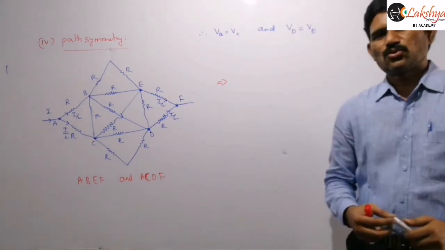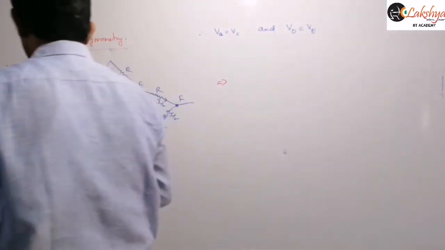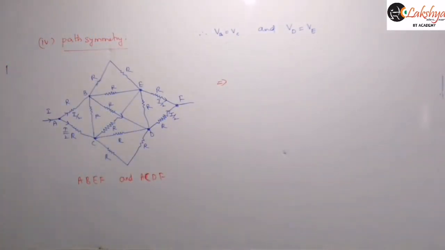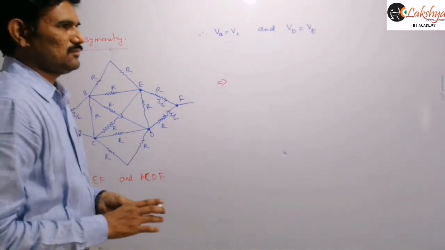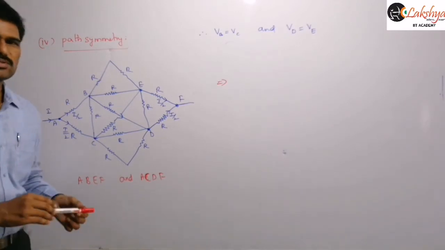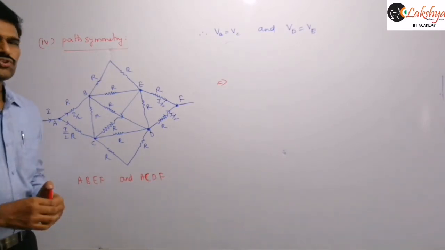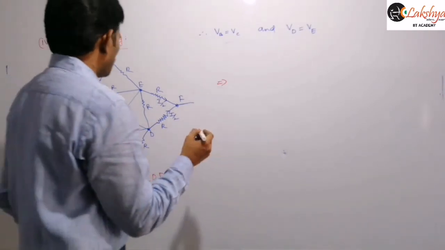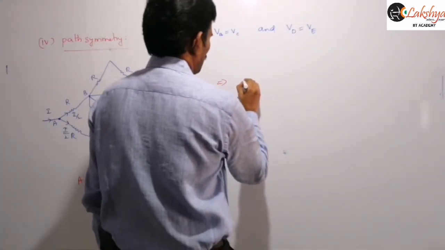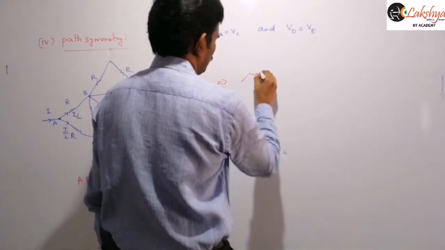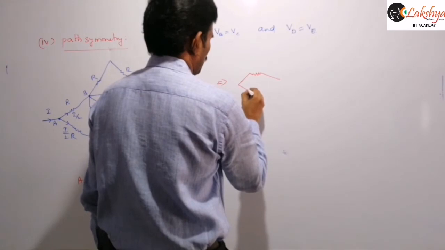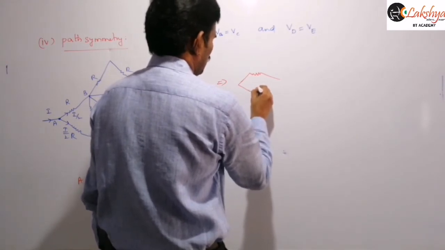and so the current in the beginning of these paths must be the same. Current in the beginning of these paths must be the same, so that is I by 2 and I by 2, let us take. From this we can conclude that the potential of B and C will be the same, and similarly the potential of D and E will be the same.